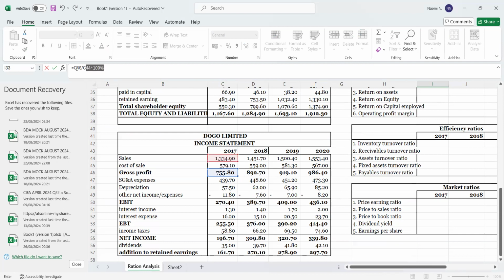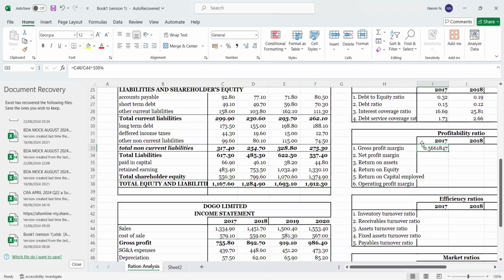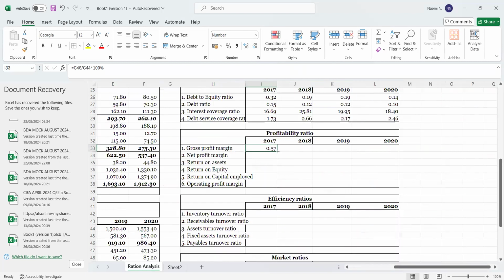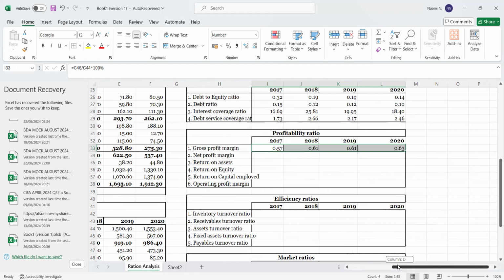My formula is here, guys. Yeah, so that is it. It is gross profit itself divided by the sales times 100%. So that is it.